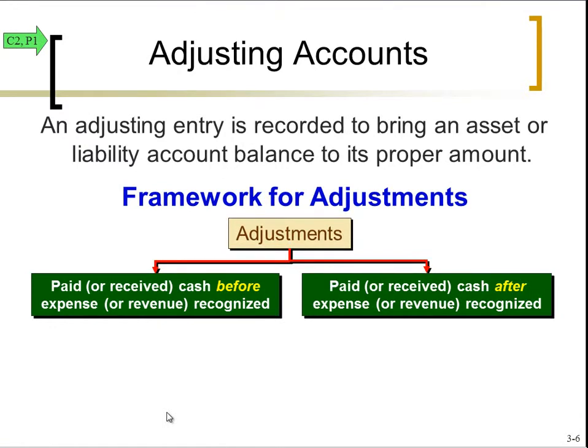So we're going to talk about these adjusting entries here, and we're going to see how they look, how they classify, how they get classified.